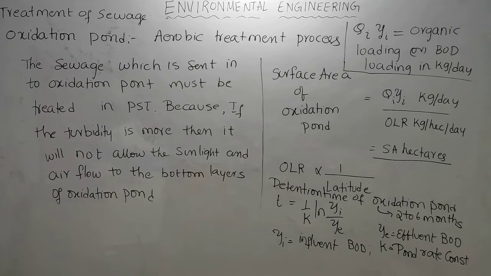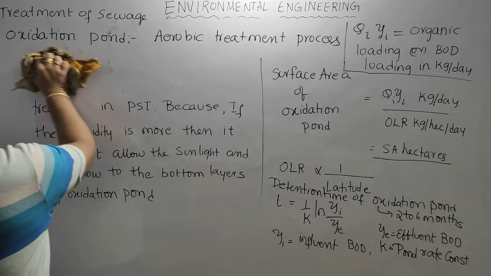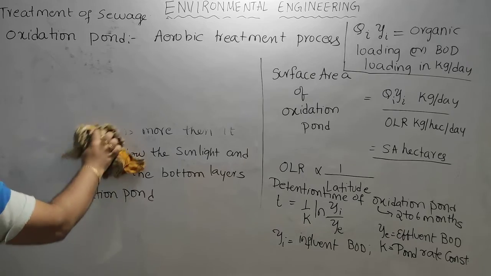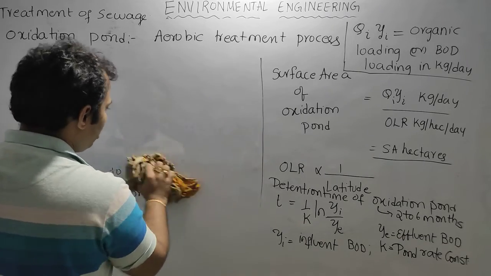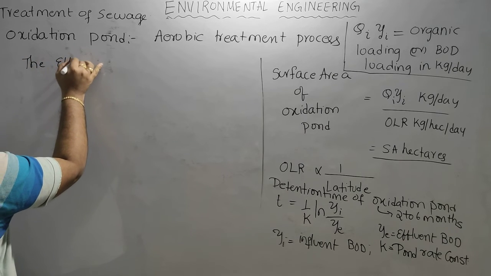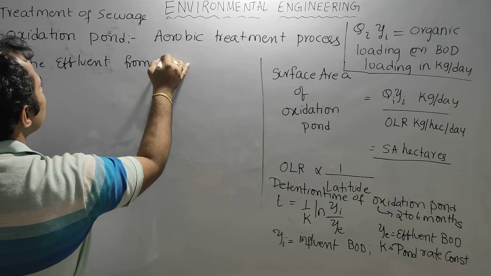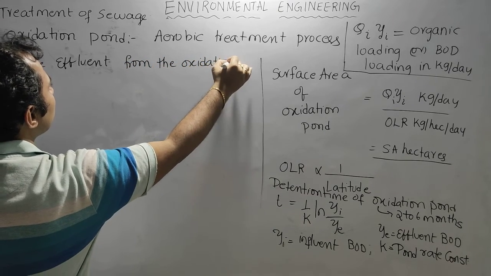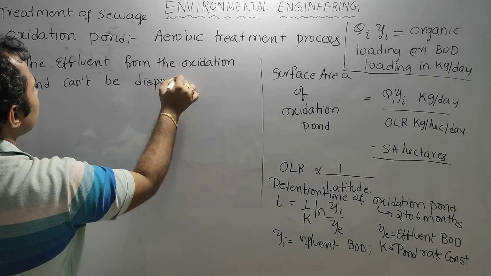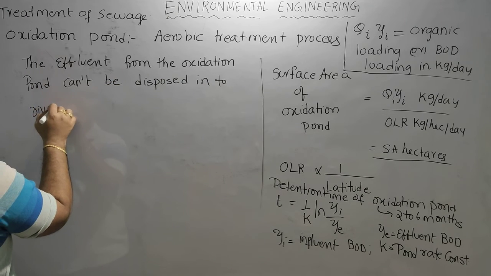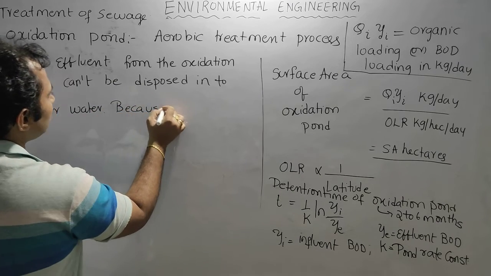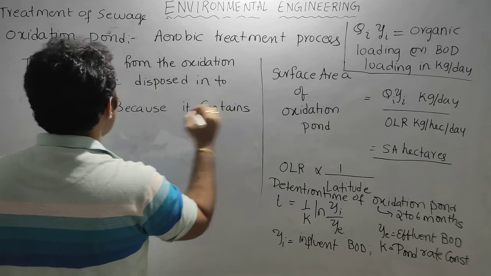The next point is that, because everything here is dependent on algae growth, the effluent from the oxidation pond cannot be directly disposed of into river water, because it contains a large amount of algae.